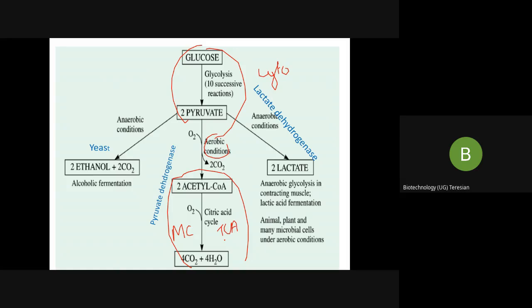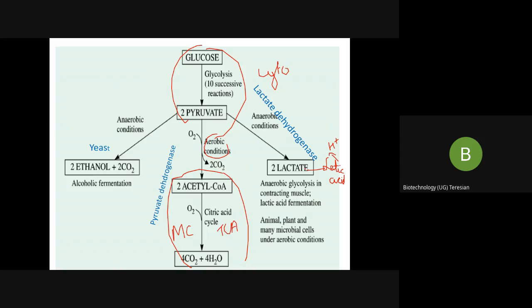Next you can see that under anaerobic condition, the pyruvate gets converted to lactate, or lactic acid. Either name can be used. When this lactic acid loses its proton, then it becomes lactate. So lactate formation occurs naturally in the body.